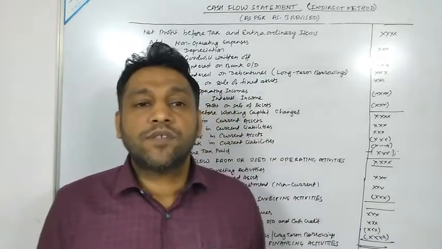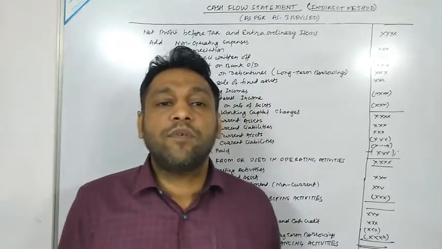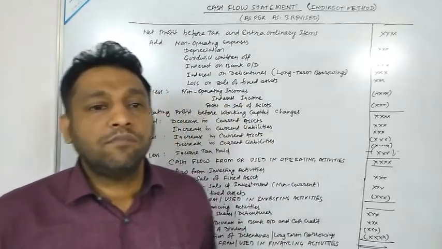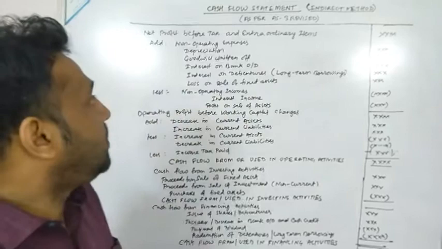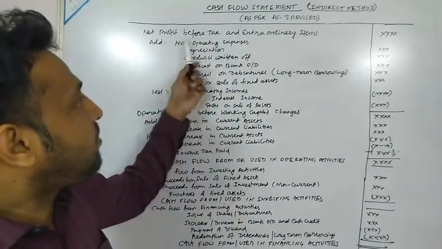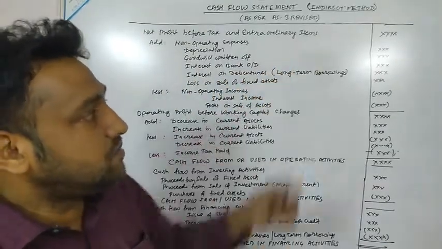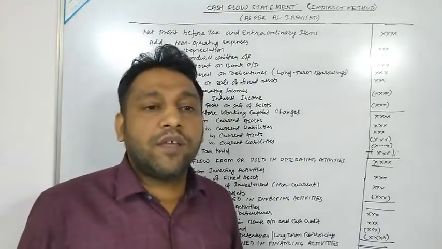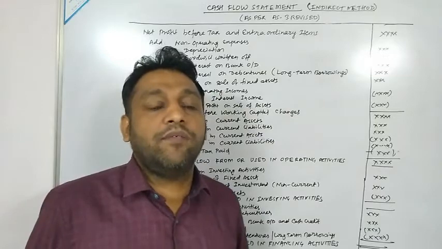Last class we discussed how to calculate the net profit before tax and extraordinary items. Now we will proceed from there. Since we have learned how to calculate net profit before tax and extraordinary items, first of all we are required to calculate the cash flow from operating activities.